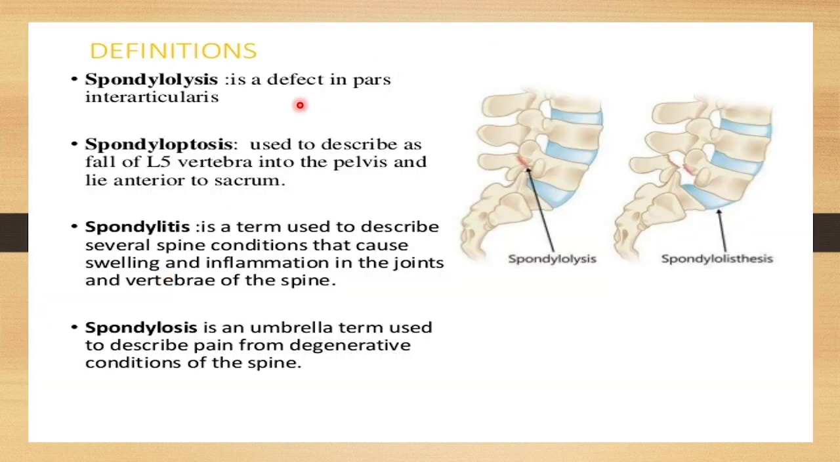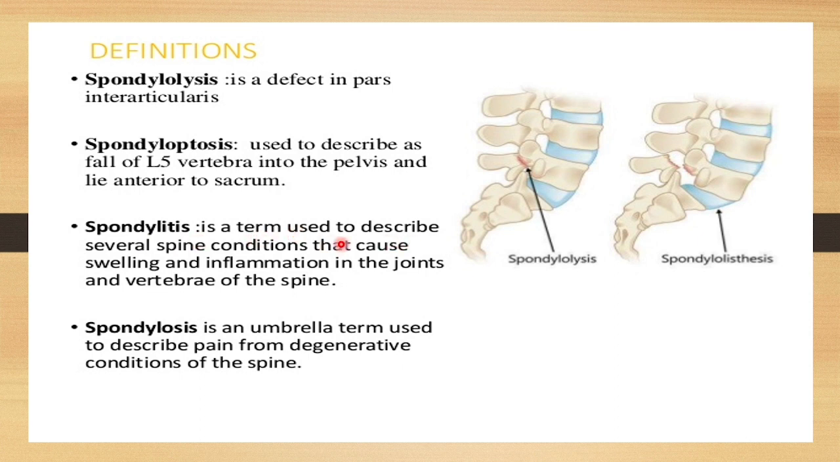Before going into the condition in detail, I would like to explain in brief the various similar terminologies affecting the vertebra. The first condition is spondylolysis, which is a pars interarticularis defect. The next condition is spondyloptosis, which is used to describe a fall of the L5 vertebra into the pelvis, lying anterior to the sacrum.